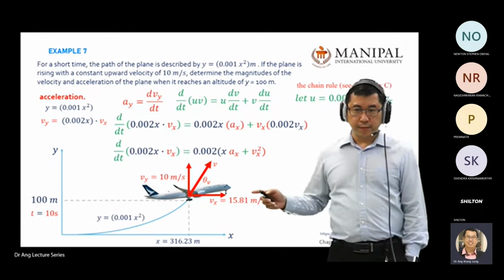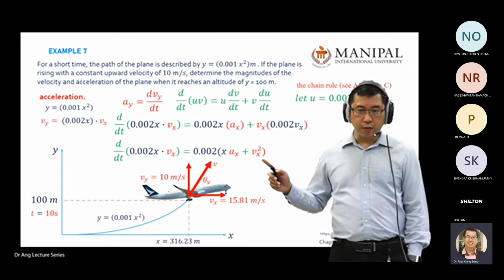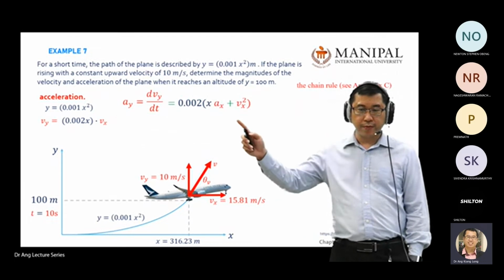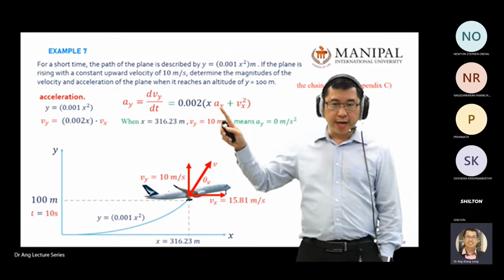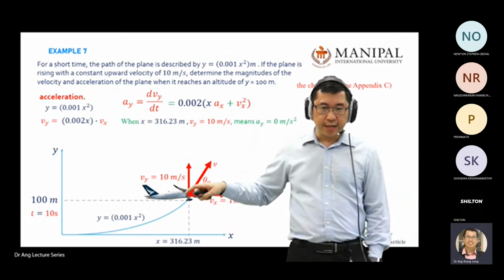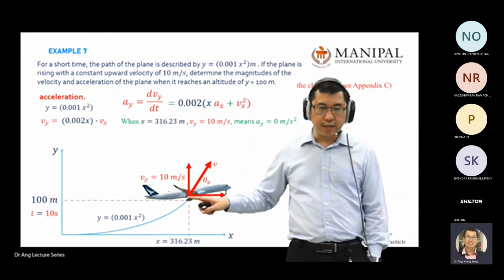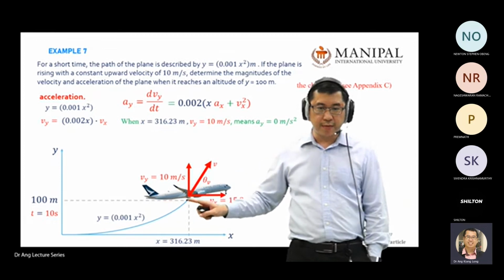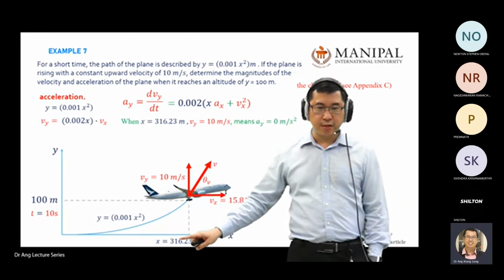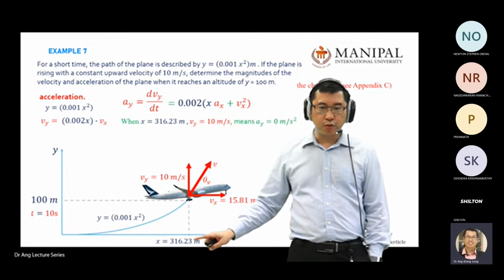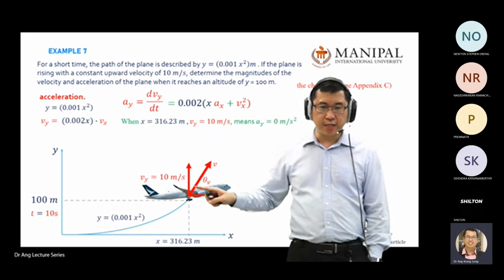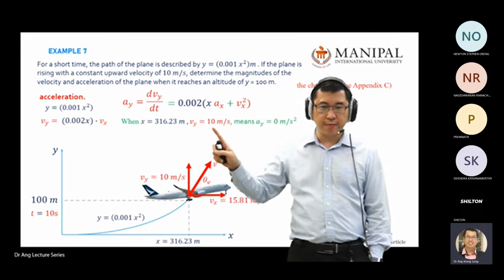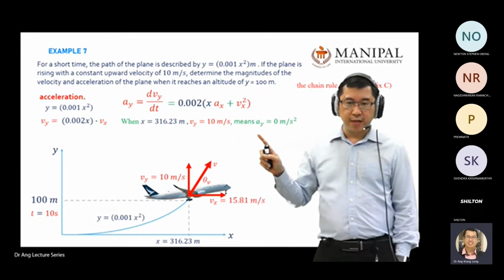Next, you continue to solve. Substituting what you get, you need x at that height. This is the confirmed height, 100 meter. From your graph at the height of 100 meter, your x is 316.23. You substitute your x there. Velocity at this location is constant, 100 meter per second going up.